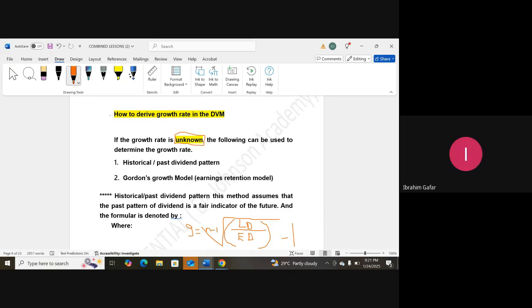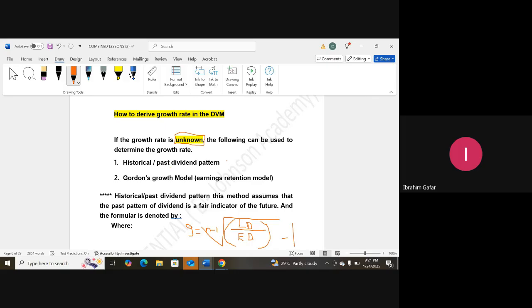Okay, God bless you. So if the growth rate is not given, the following can be used to determine the growth rate. I explained earlier that if you are not given a growth rate, and probably the examiner wants you to use it, automatically the following can be used. Number one, we call it historical or past dividend pattern.